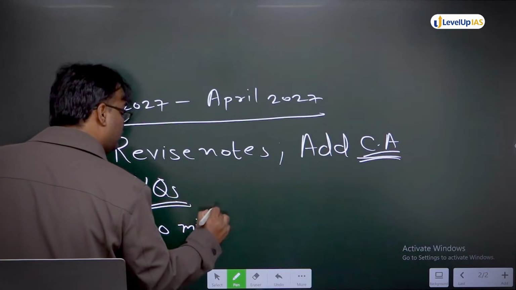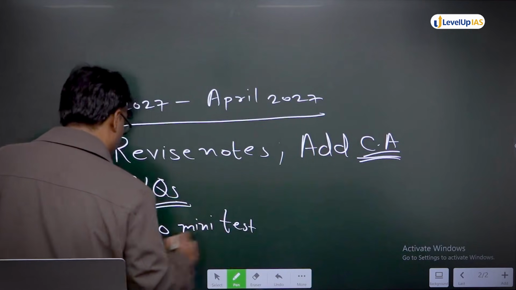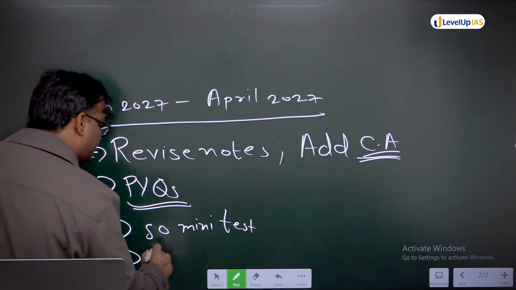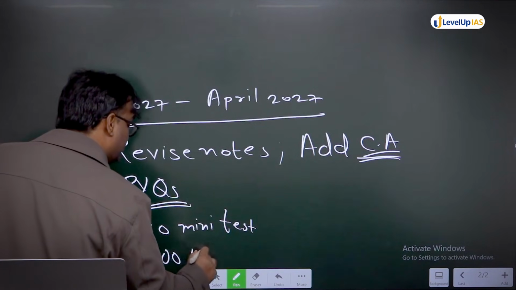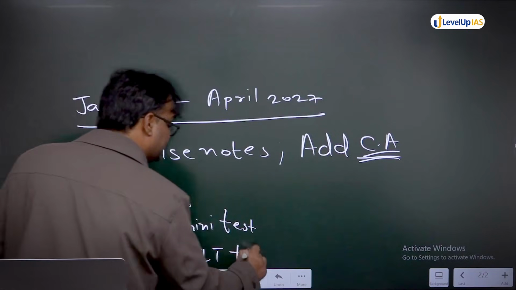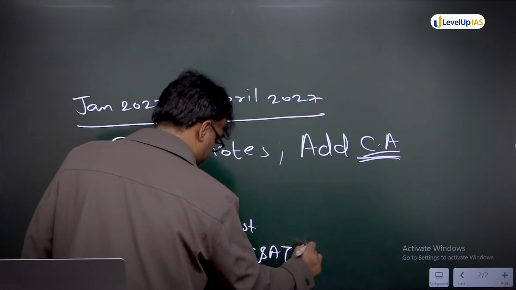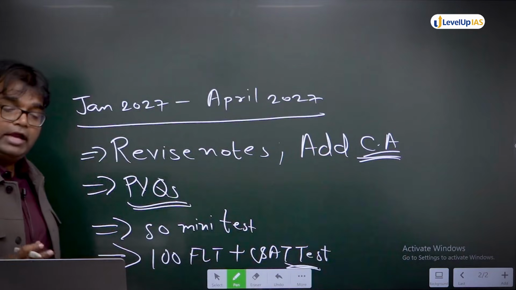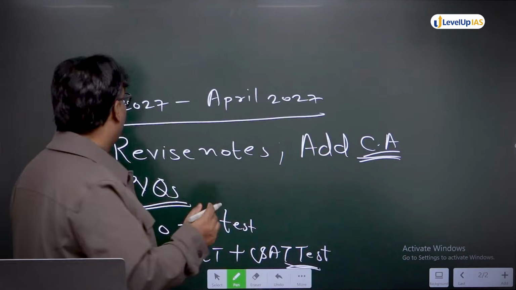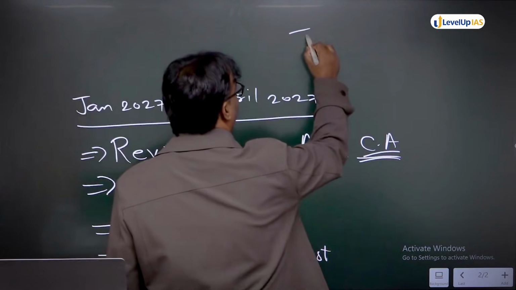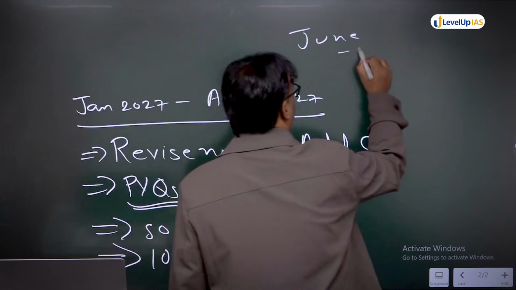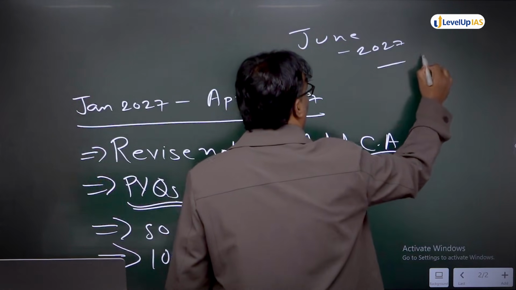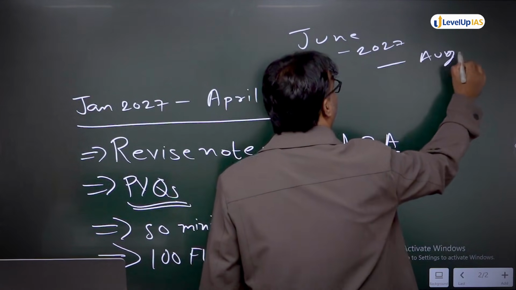So I'm calling it 50 mini tests, and then every weekend a full length test of 100 questions, plus a CSAT test. This is what you should be doing. And the mains phase, the last one, June 2027 to August 2027, that's going to be the same.